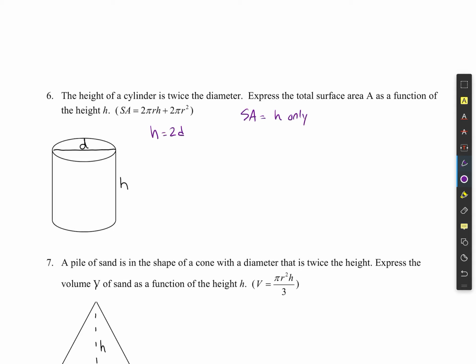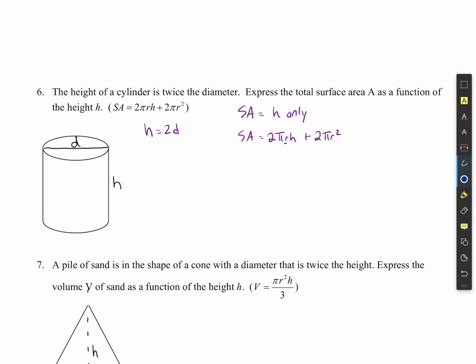That's key. Alright, so our surface area formula, as we see right there, is 2 pi r h plus 2 pi r squared. So that means in this situation, I need to plug in for the r's. And they can only be h's here. Alright, so, you know what? h equals 2d. Diameter is 2 radii. So h equals 4 radii. h over 4 equals r. There's my key thing. I made an r equals equation to sub in.